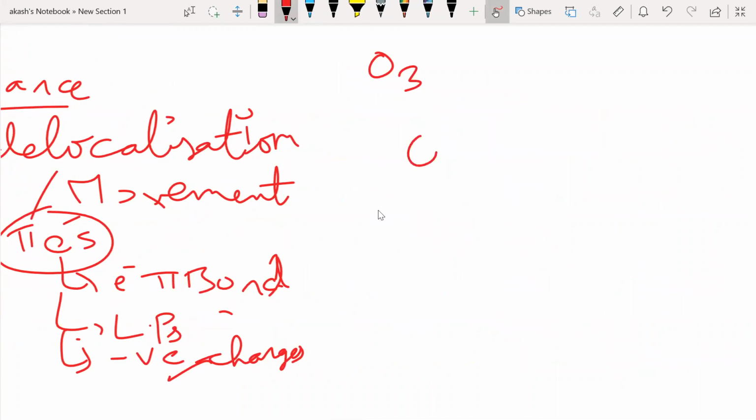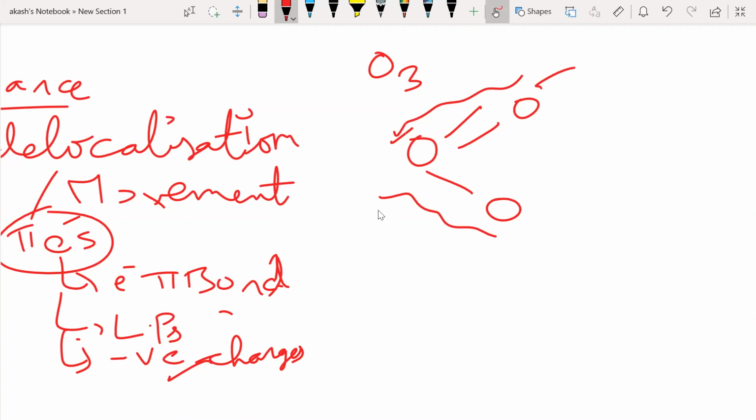If you look at the structure of ozone, you basically have this kind of structure: a double bond and a single bond between oxygens. Now guys, tell me, when I compare the bond length of this oxygen-oxygen bond and that one, which bond is longer and which is shorter? Which O-O bond is longer and which is shorter? So the O single bond is longer.